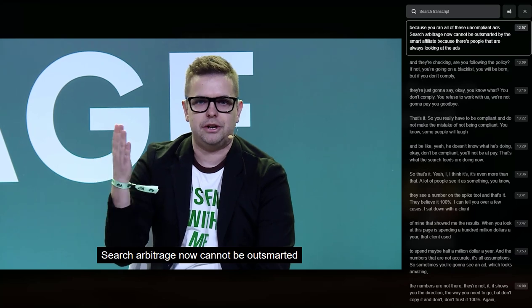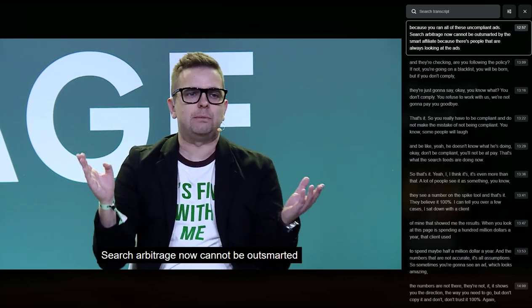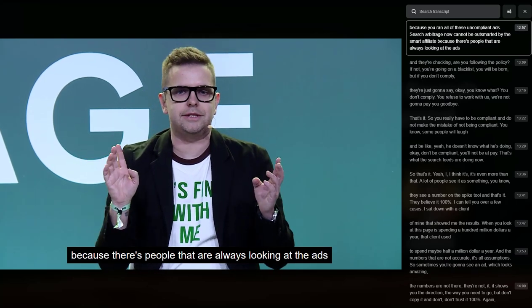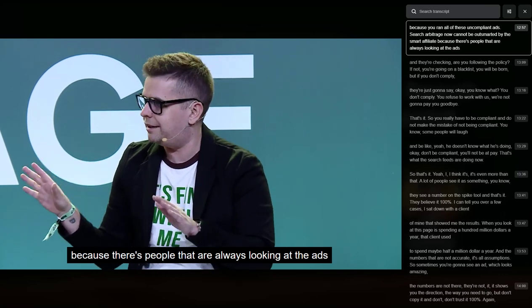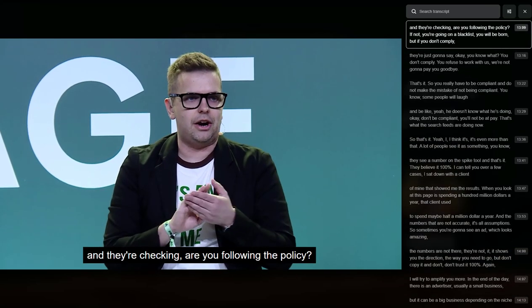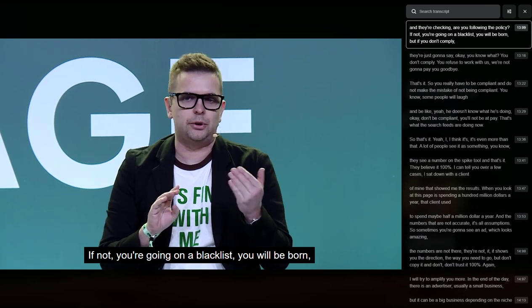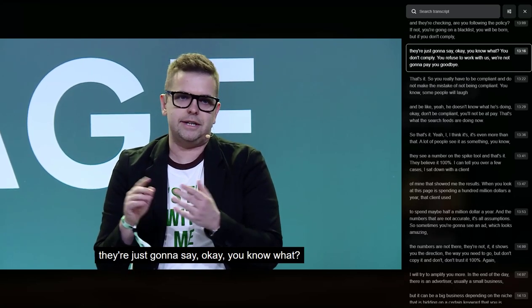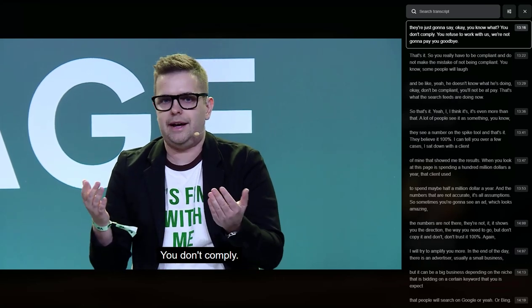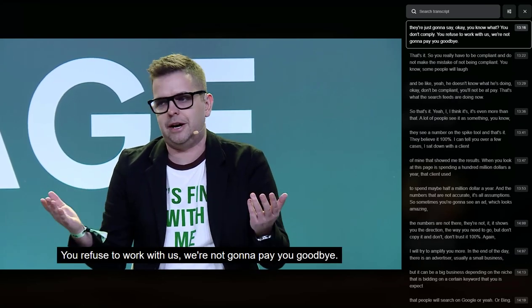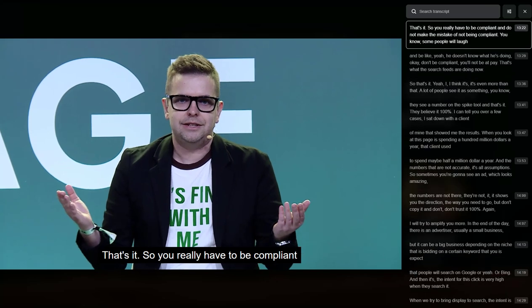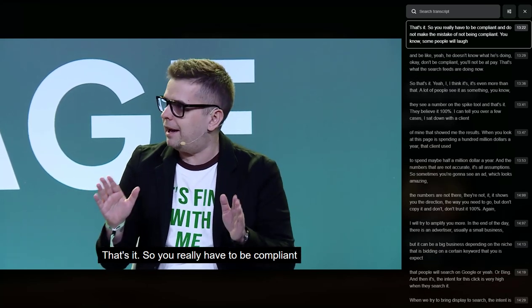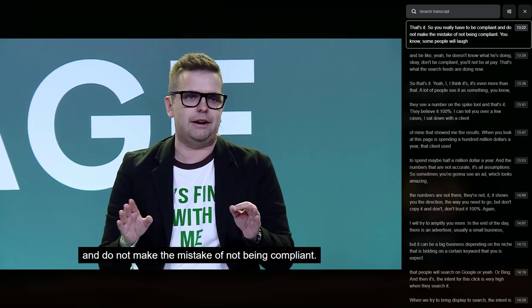Search arbitrage now cannot be outsmarted by the smart affiliate because there are people always looking at the ads and checking, are you following the policy? If not, you're going on a blacklist, you will be warned. But if you don't comply, they're just going to say, okay, you refuse to work with us, we're not going to pay you, goodbye, that's it. So you really have to be compliant and do not make the mistake of not being compliant.